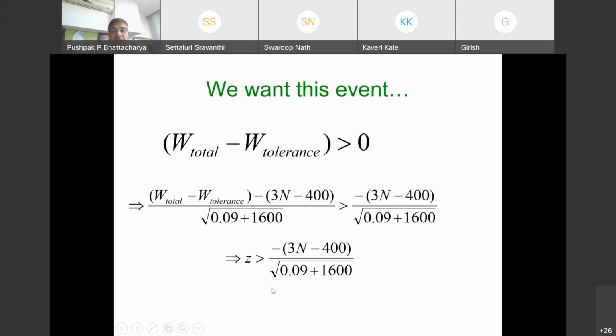Yeah, there should be an n here. Okay. So this change has to be made: 0.09 n. Anyway, the process is this.